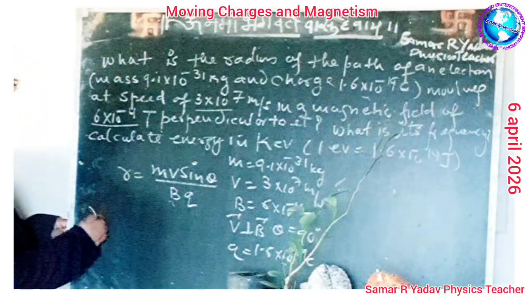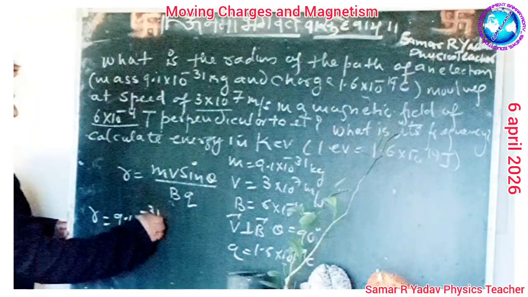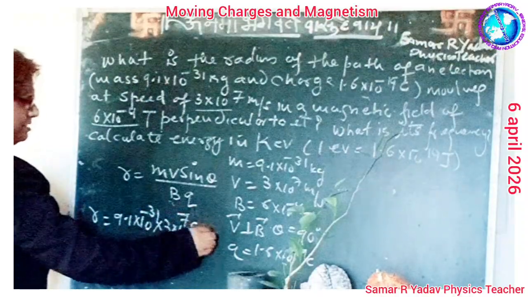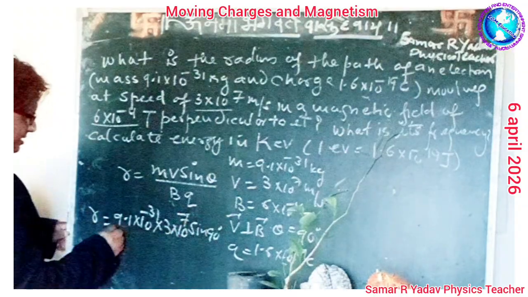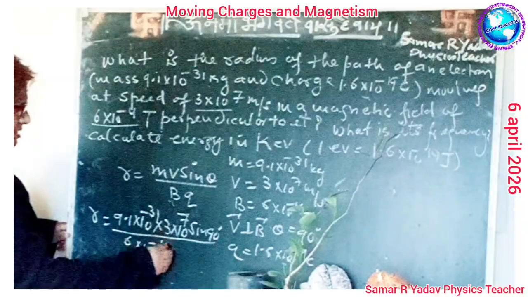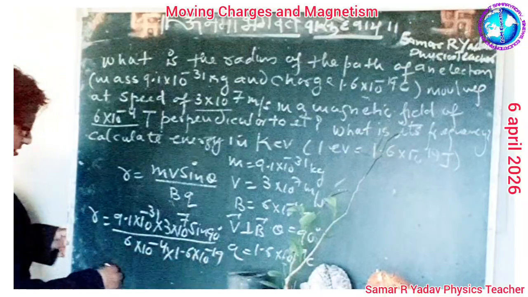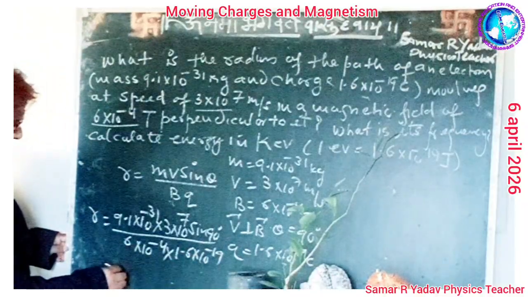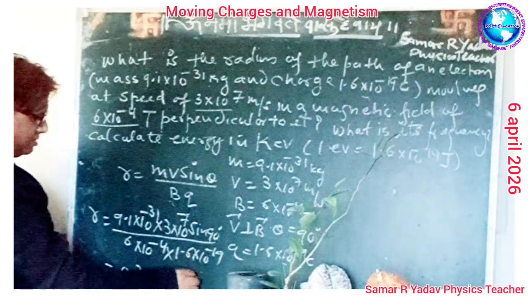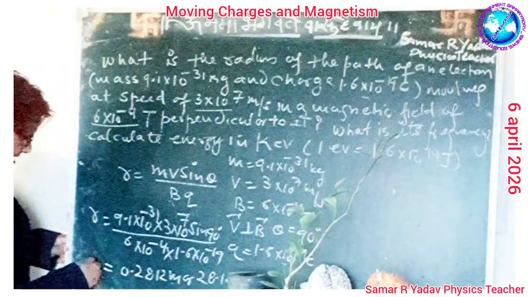Now keeping these values, we get R is equal to m, 9.1 into 10 to the power minus 31, V, that is 3 into 10 to the power 7, sine 90. Sine 90 means 1, divided by B, 6 into 10 to the power minus 4, into Q, 1.6 into 10 to the power minus 19. Solving this, we will get 0.2812 meter or 28.12 centimeter. That is R.